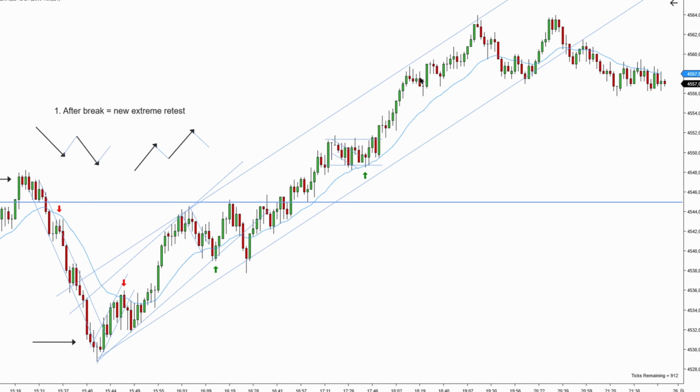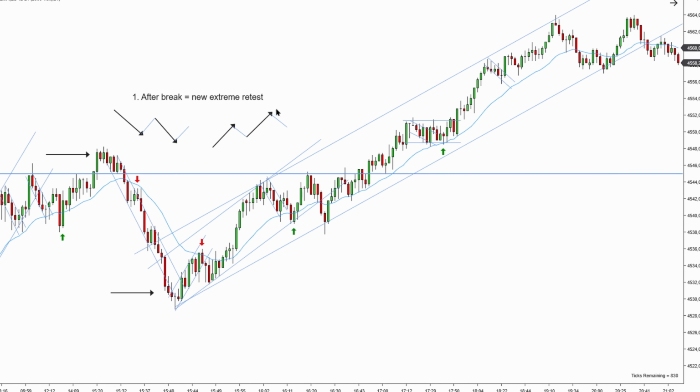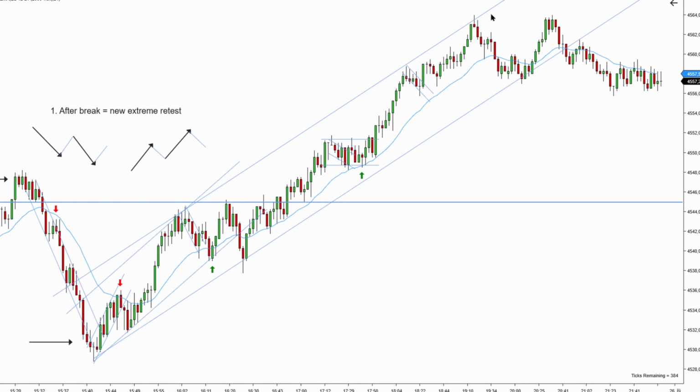You have a new extreme, your first entry long, pullback, second entry long. You can draw the short-term trend line, but you're far away. This two-legged pullback is far away from the key entry point, so you're not taking this anyway. You have a first entry long, and look what you have here. You have a new extreme right here.